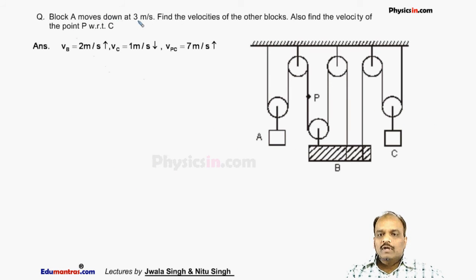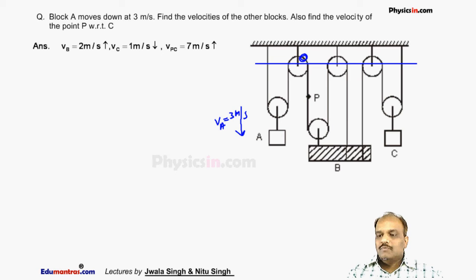Block A moves down at a speed of 3 meter per second. In this situation, this block A is going downward with a speed of 3 meter per second. Find the velocity of the other two blocks, this block B and block C. Also find the velocity of point P with respect to C. Now first, let the observer be sitting on this blue line. The observer is sitting here, and this block A is going downward with a speed of VA, that is equal to 3 meter per second.